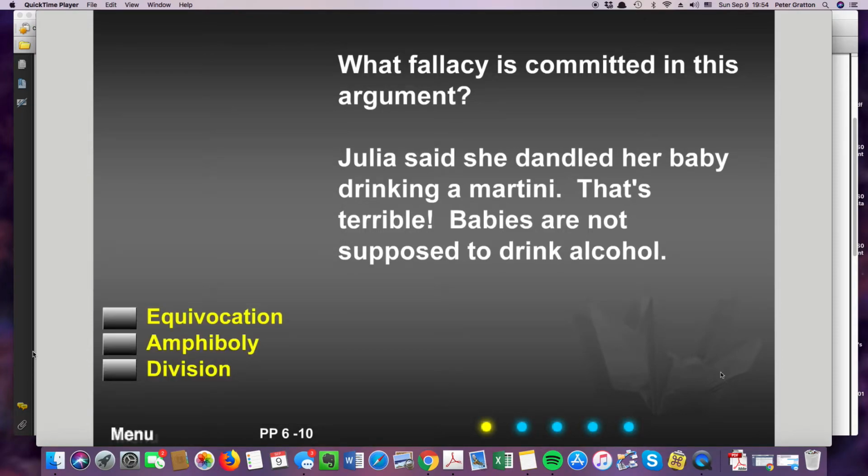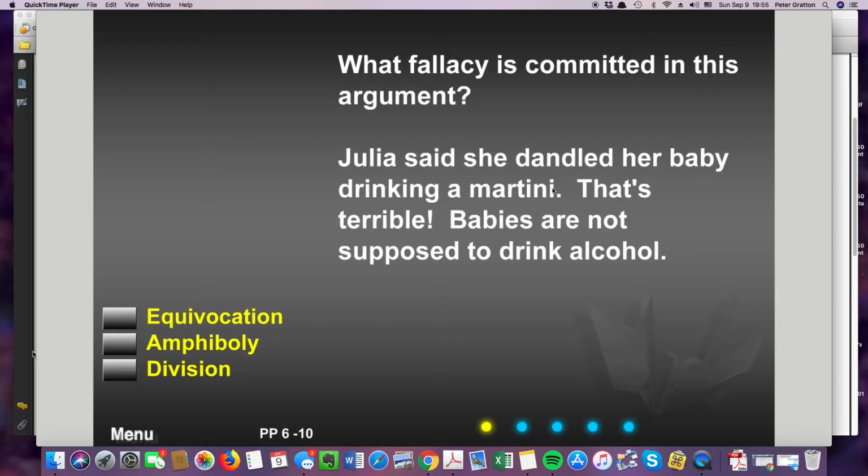So now let's do some questions. What fallacy is committed here? Julia said she dandled her baby drinking a martini. That's terrible. Babies are not supposed to drink alcohol. Well, obviously what we're getting here is going to be either an equivocation or an amphibole. Right? This is not about moving from whole to its parts. Obviously there is an ambiguity here. She said she dandled her baby drinking a martini.